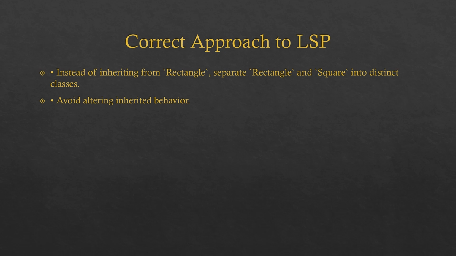The correct approach is to avoid inheriting from rectangle altogether. Instead, separate the rectangle and square into distinct classes, each with its own specific behavior.